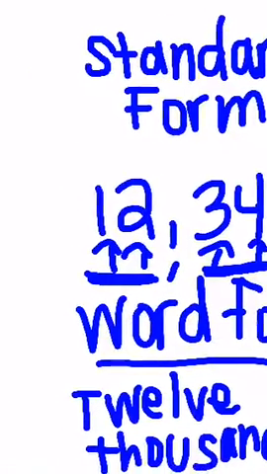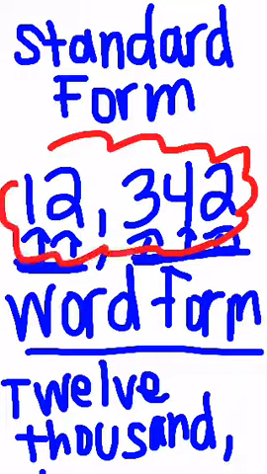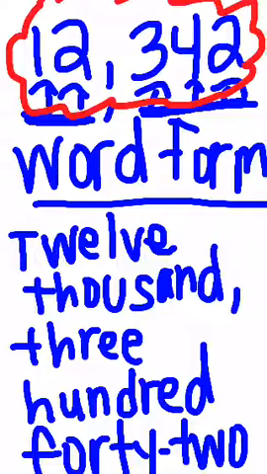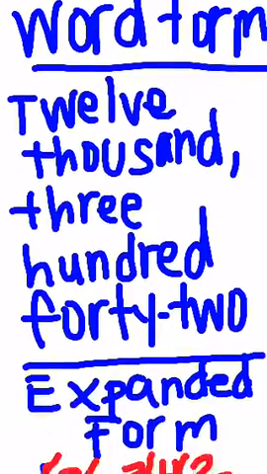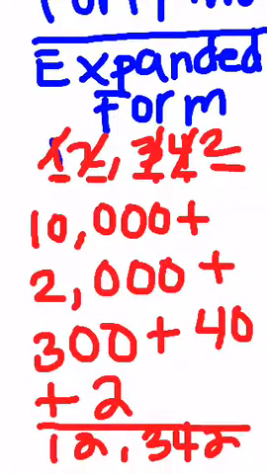So, again, if I go all the way up, standard form, again, is just the number, 12,342. Okay, it is just the number, which is right here. Okay, if I'm going to write it in word form, I'm writing the words. So the number's here, and I've written it, 12,342. And the last form is expanded form.